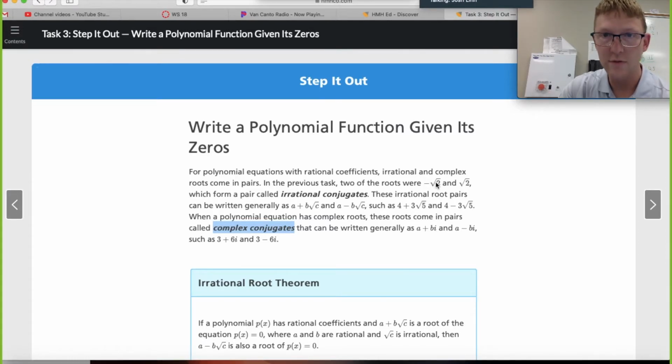So the -√2 and the square root of 2 form a pair called irrational conjugates. These irrational root pairs can be written generally. There's your general formula. When a polynomial equation has complex roots, these roots come in pairs called complex conjugates. That can be written generally. There's your general equation, such as 3 plus 6i or 3 minus 6i. So that's just a word that we're going to be using a lot, so get ready for that.